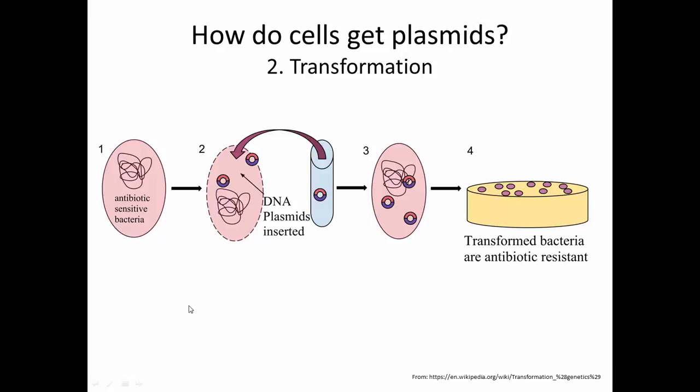We can also do it in the lab via transformation, where we have a bacterium that can grow only in the absence of antibiotics, but we basically can kind of shock the cell membrane open a little bit, and very briefly, so that we can then get a plasmid inside. And once that plasmid is inside the bacteria, we can plate on an agar plate that has antibiotics on it, and then find any resistant bacteria. And we can be sure that resistant bacteria are containing the plasmid that we want them to contain.